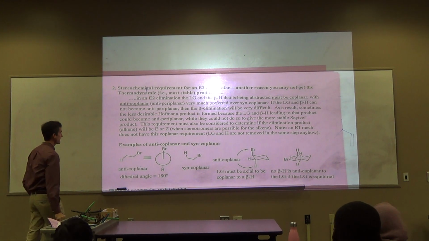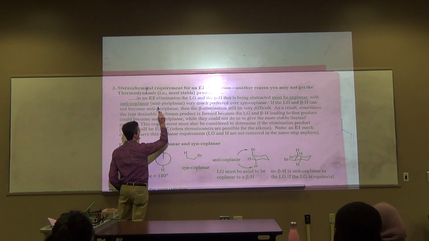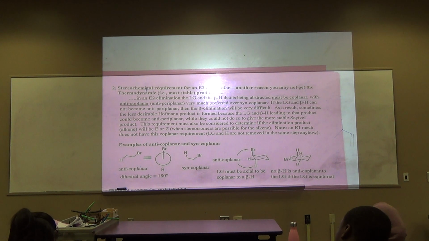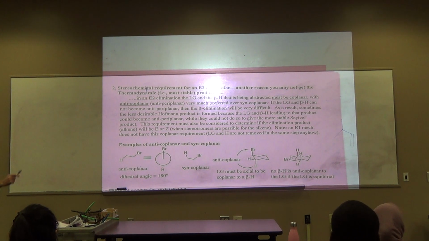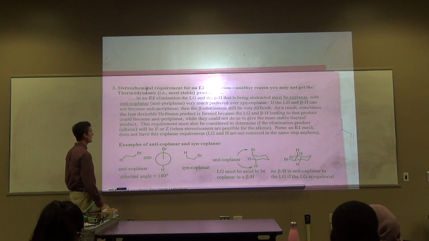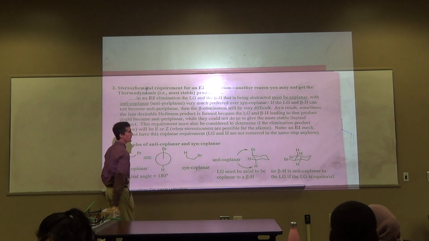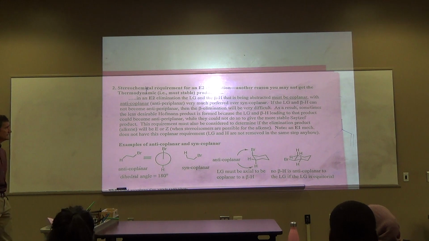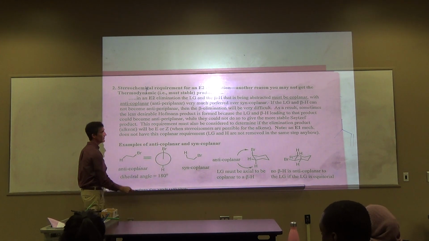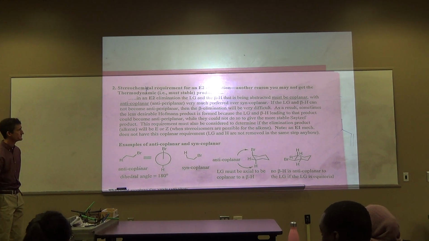With anti-coplanar, which is also known as anti-periplanar, very much preferred over syn-coplanar. We'll explain these terms. You already mostly know them. If the Lg and beta hydrogen cannot become anti-periplanar, then beta elimination will be very difficult. As a result, sometimes the less desirable, the less stable Hoffman product is formed because the Lg and beta hydrogen leading to that product could become anti-periplanar, while they could not do so to give the more stable Zaitsev product.